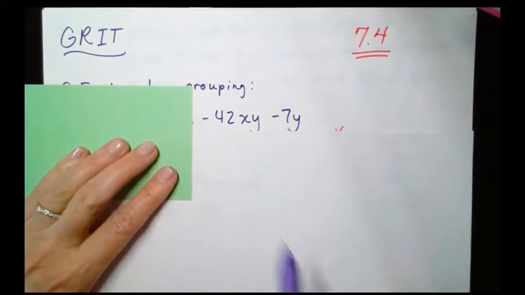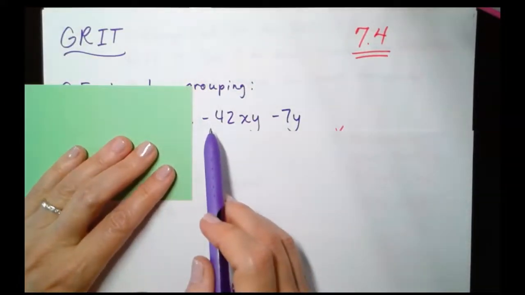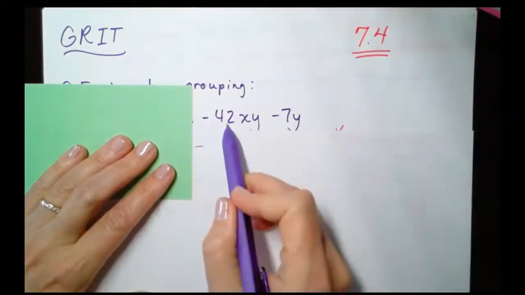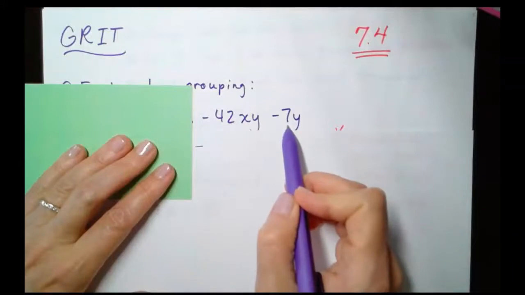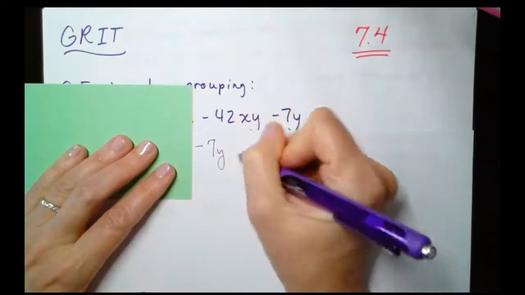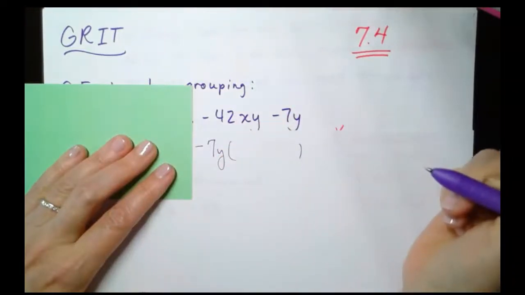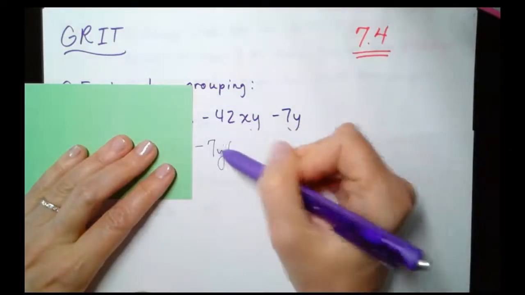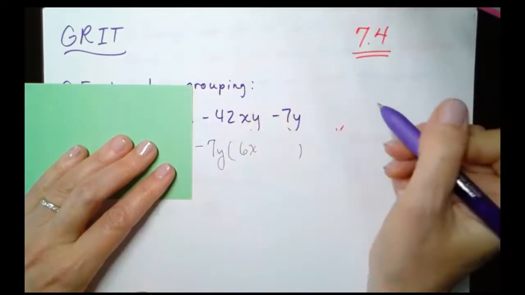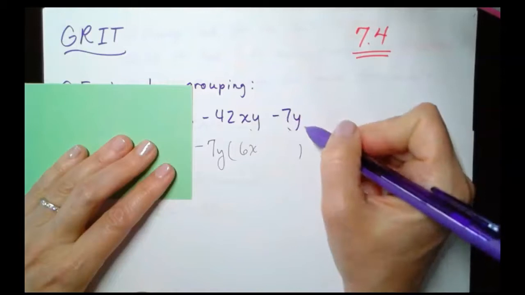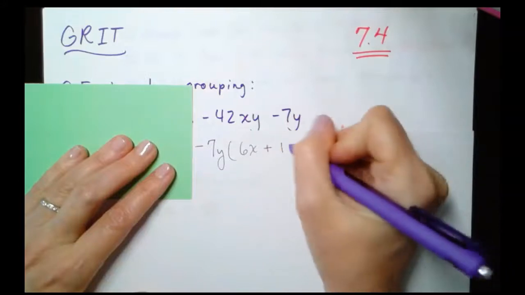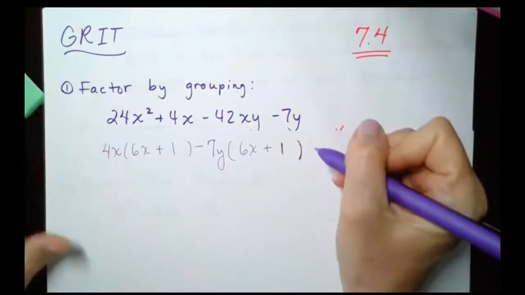To the other side, notice that we have a negative leading coefficient. Whenever we have a negative leading coefficient, be sure to take out the negative. Negative 42 and negative 7 are both divisible by negative 7. And they both have a y, at least one y, so 7y is part of our greatest common factor. So what's left? Negative 42 divided by negative 7 is positive 6, and x comes down and the y cancels. Negative 7y divided by negative 7y is plus 1. You have to hold the place with the 1.